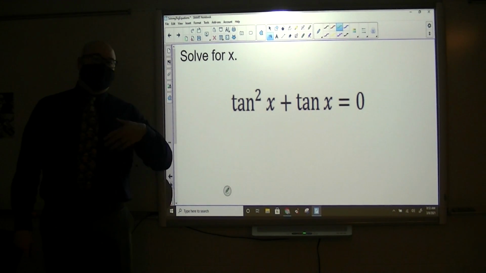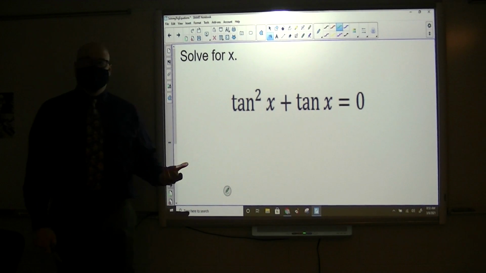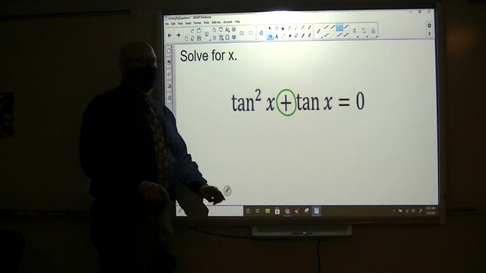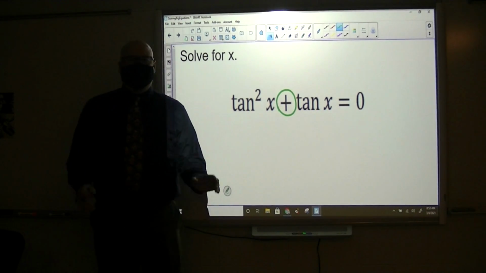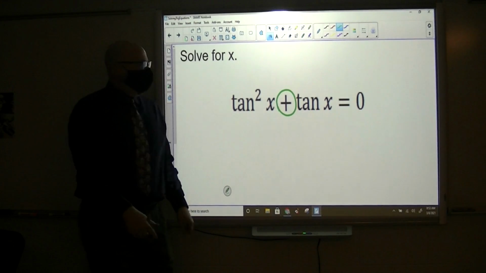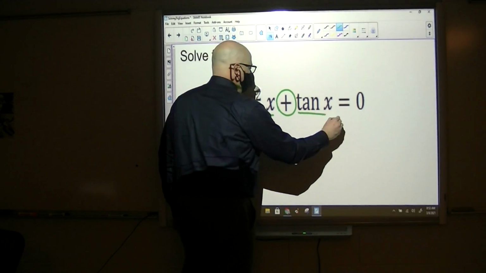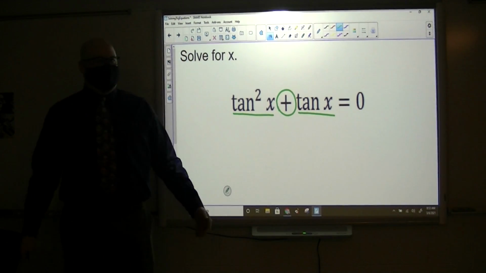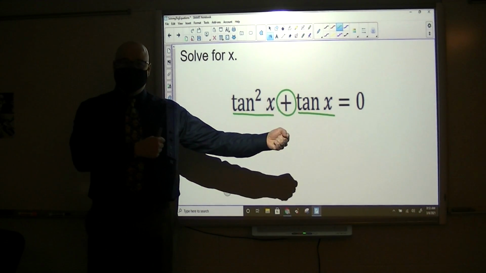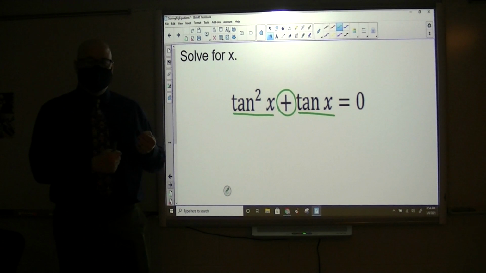Think back to when we were doing our simplifying and verifying. We always said look for plus or minus signs, and then on either side of the plus or minus sign, do those two terms have anything in common? In here we would say yeah. They both have a tangent x. So we're going to take tangent x and factor it out.